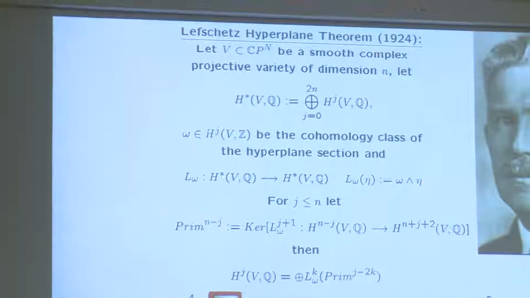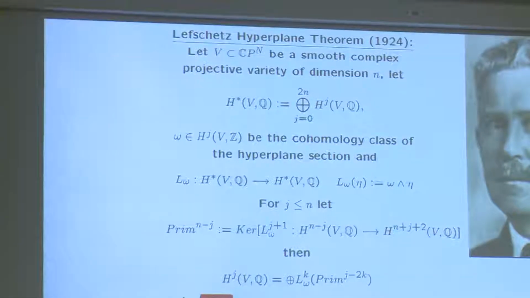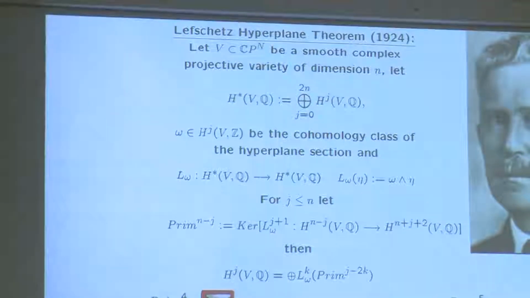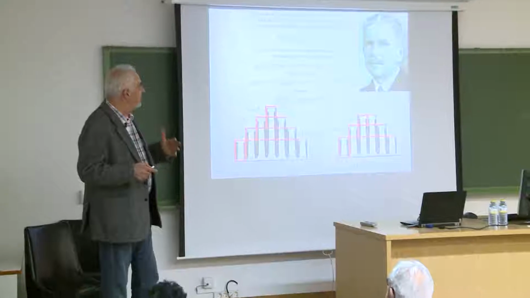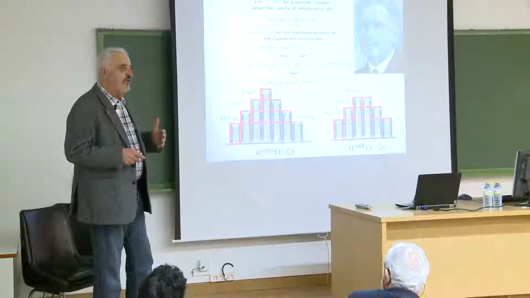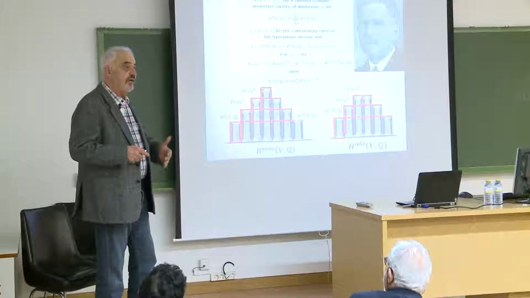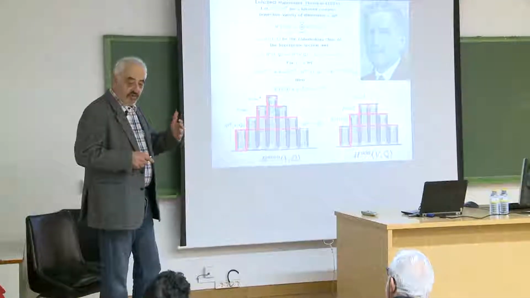Cup product induces a map from the cohomology ring to itself. And in some sense, this organizes the structure of the cohomology. Lefschetz viewed this as if you take a cycle and you intersect with a hyperplane. So if a cycle has real dimension k and you intersect with a hyperplane, it will become a cycle of dimension k minus 2. And if you intersect with another hyperplane, it becomes a cycle of dimension k minus 4, and another, k minus 6.